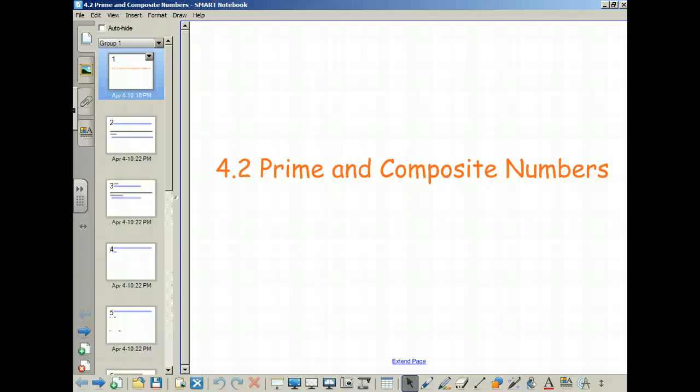All right, 4.2 is about prime and composite numbers. You've heard those words before, the words prime and composite. I'm not going to ask you right now what they are, but have you heard them? Yes, we've heard them before. Good. All right, so let's start, and we're going to talk about them one at a time.